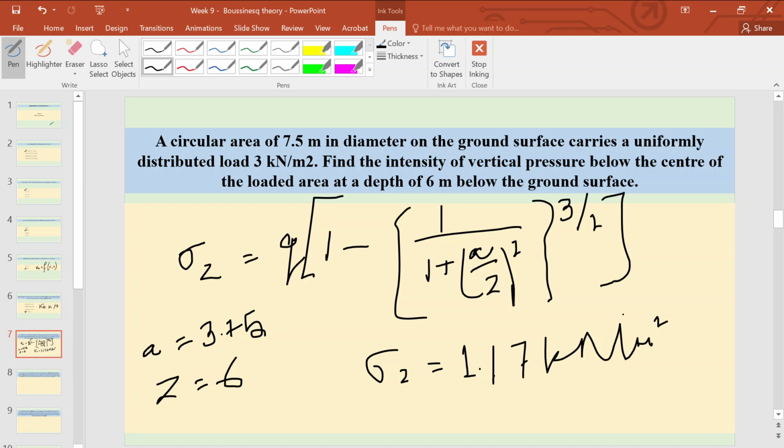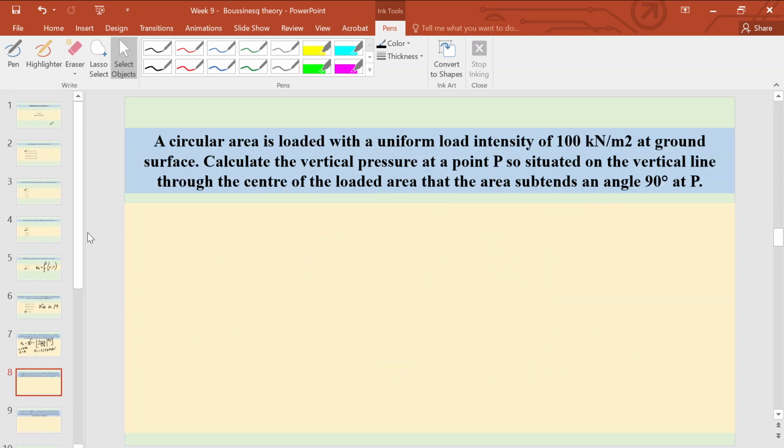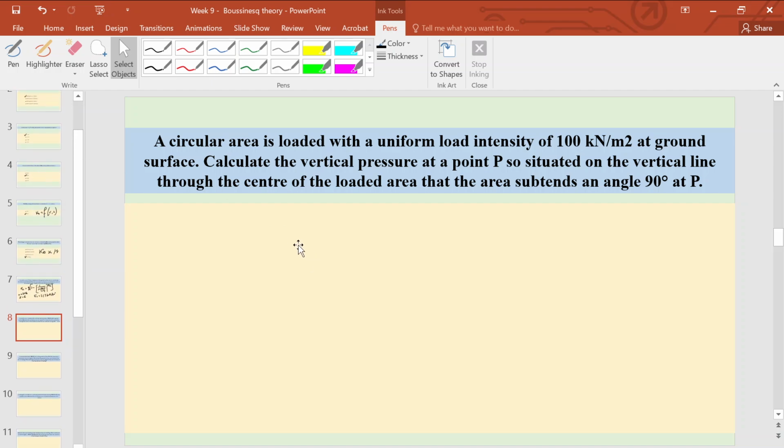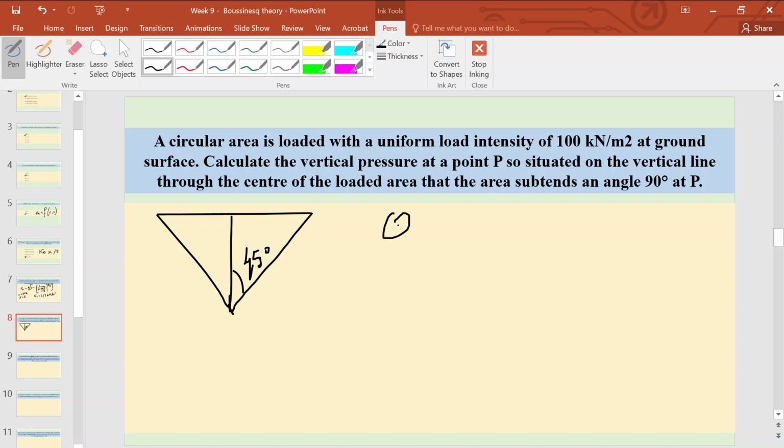It will be over in a minute. I'll just save it now. Okay, see, again there is an issue. Yes, 1.17. Okay, now it was a circular load that subtends an angle of 90 degrees. So the value of this theta was 45 degrees. This diagram is better than the previous one. Anyway, theta is equal to 45 degrees.